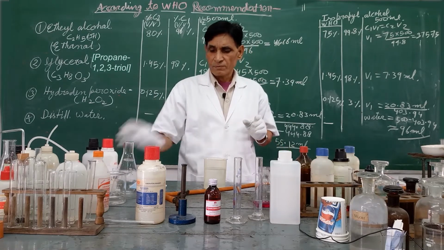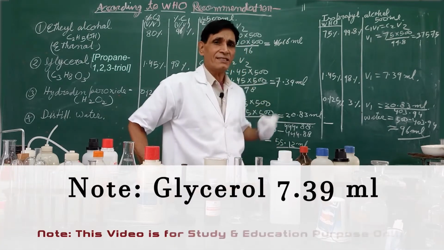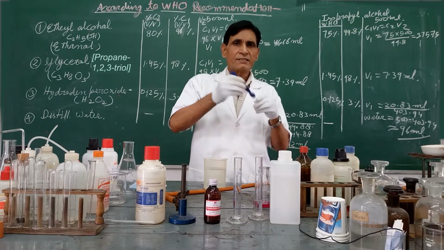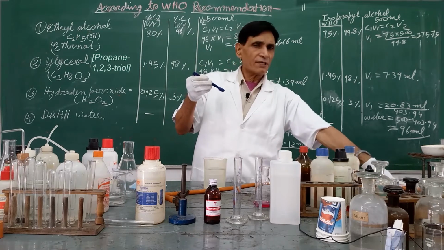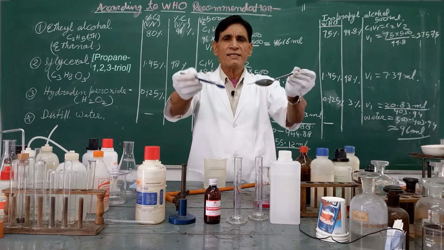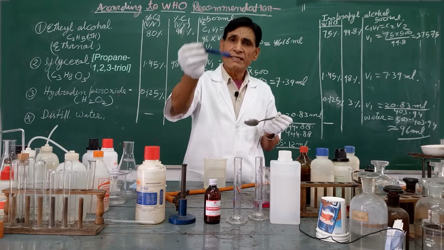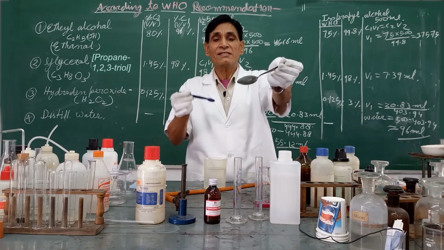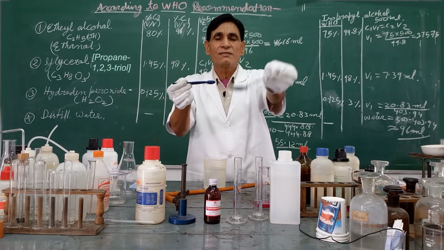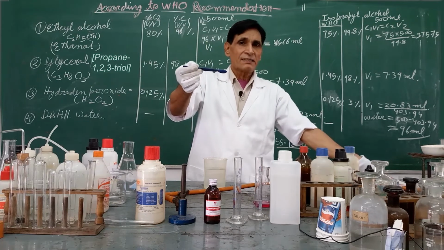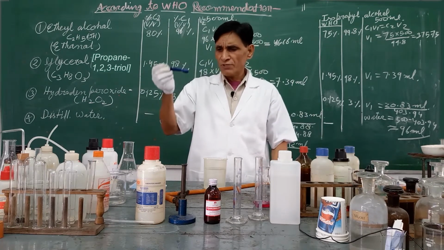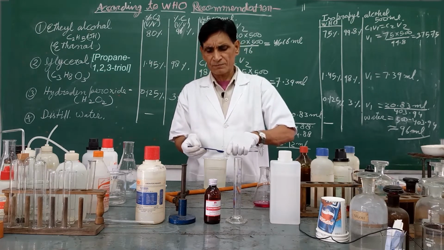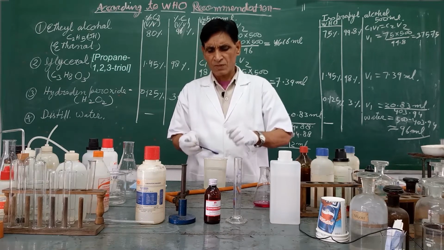The next component is glycerol, 7.39 milliliter. For this we use spoons. See, these are teaspoons, and this is a tablespoon; there is a difference. One teaspoon is 4.9289 milliliter, and one tablespoon is 14.7867 milliliter, approximately 3 times more. So don't use the tablespoon, use the teaspoon. We can take 2 teaspoons of glycerol. I am taking 2 teaspoons full.